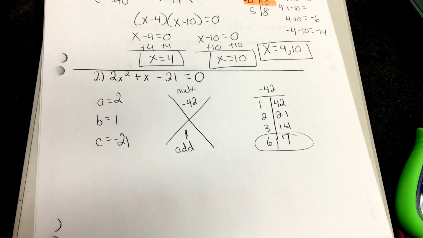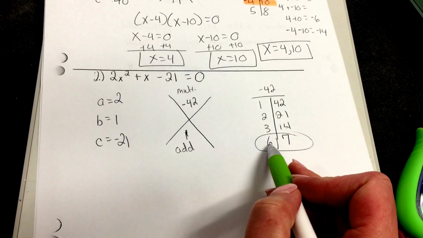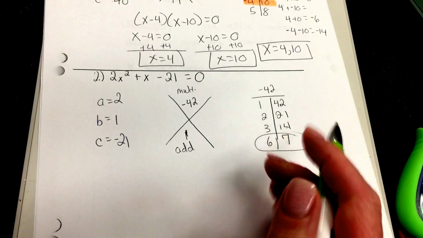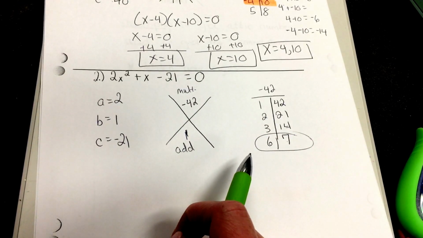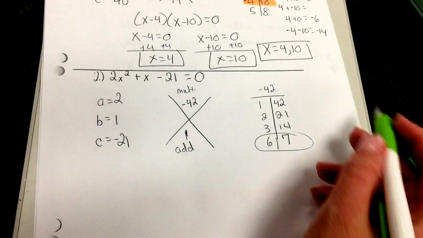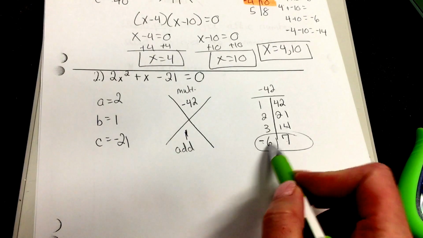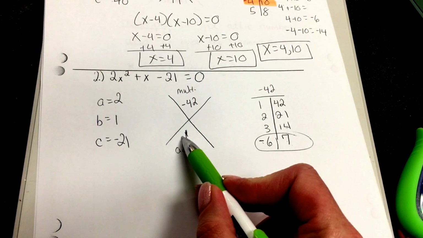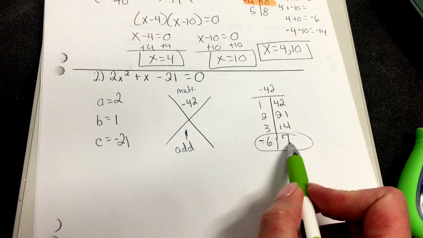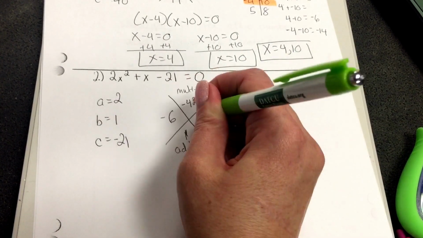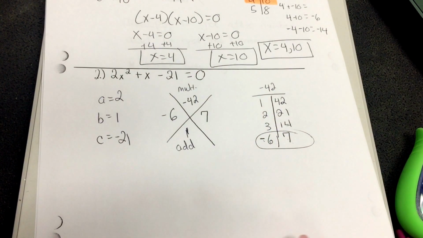Okay, now that's fine. If we add these together right now, we cannot get 1. All right, but if I make 6 a negative, negative 6 plus 7 is a positive 1, and negative 6 times 7 is a negative 42. So my factors are going to be negative 6 and 7.